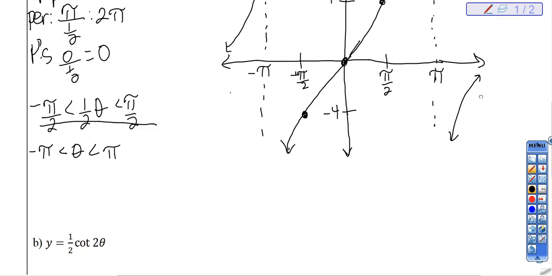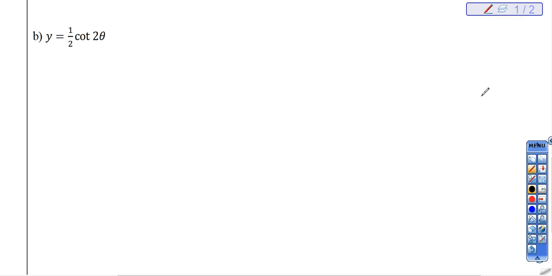Okay, so here's what I'd like you to do. You do B. It's a cotangent function. I'm going to press pause, you press pause, try it out, and then press play and see if you got it right.